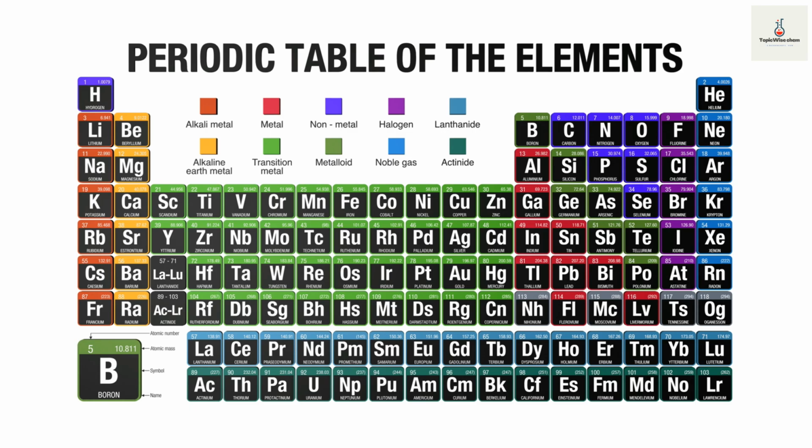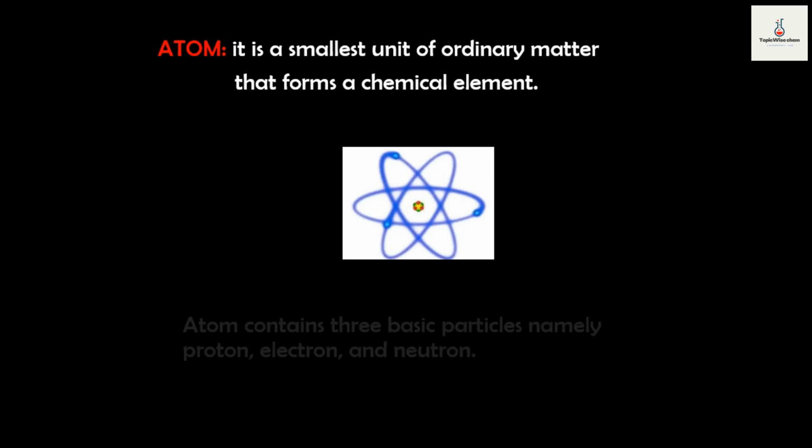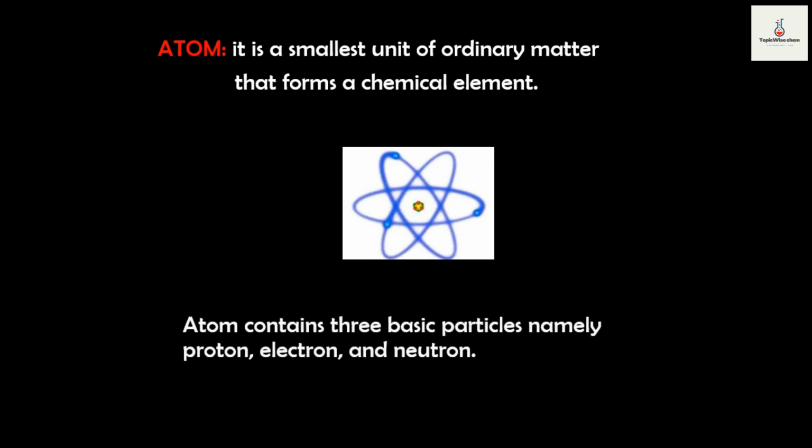So if you understand what matter is, then an atom is nothing but the smallest unit of ordinary matter that forms a chemical element. And the most important thing about an atom is it contains three basic particles: proton, electron, and neutron. We'll talk more about them in the coming videos. We'll take the same hydrogen element and oxygen element and see why these hydrogen atoms are different from oxygen atoms and why their properties are completely different from each other.